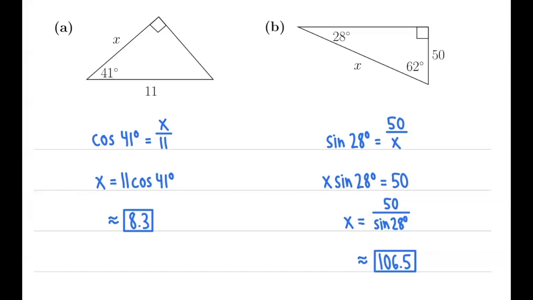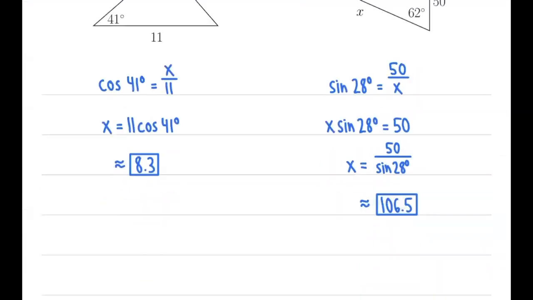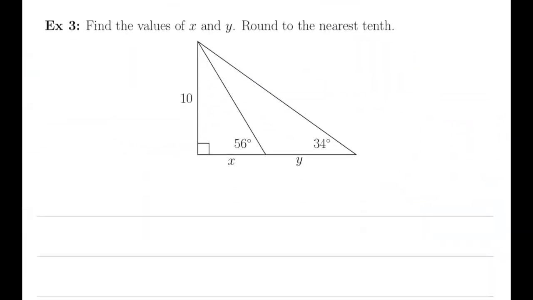So let's just check that our answer is reasonable, because remember the hypotenuse is the longest side. So it should be longer than 50, which it is. We got 106.5, so that makes sense. If we got 30, then you know you messed up because that would make one of the legs longer than the hypotenuse. All right, let's do a slightly more complicated problem.